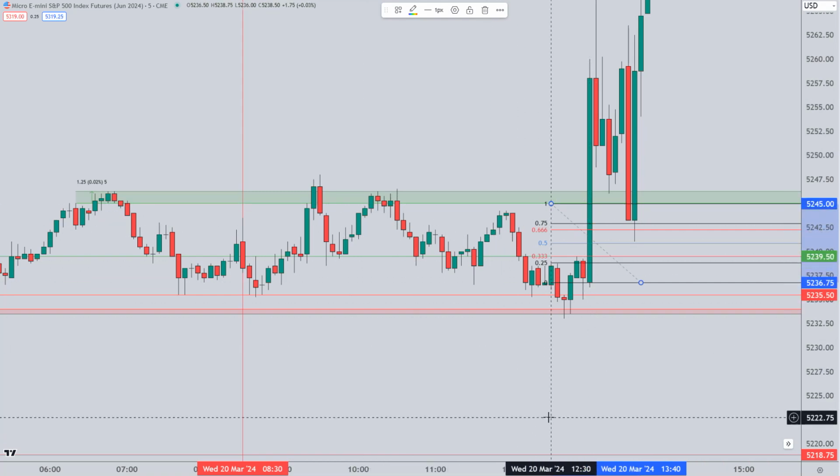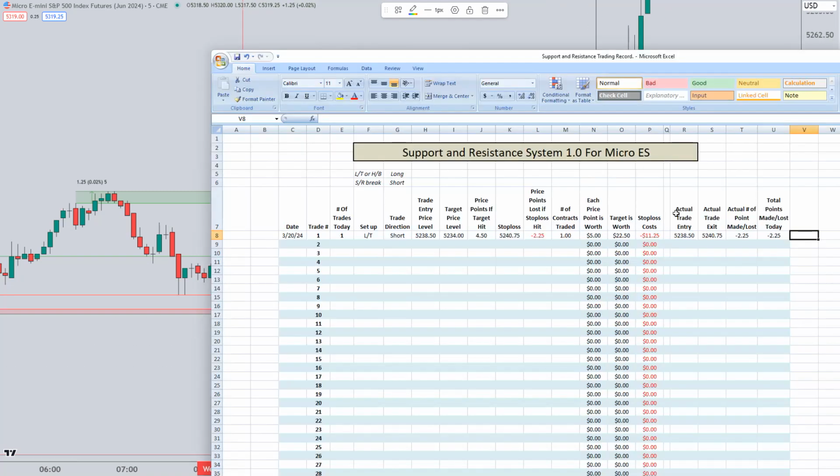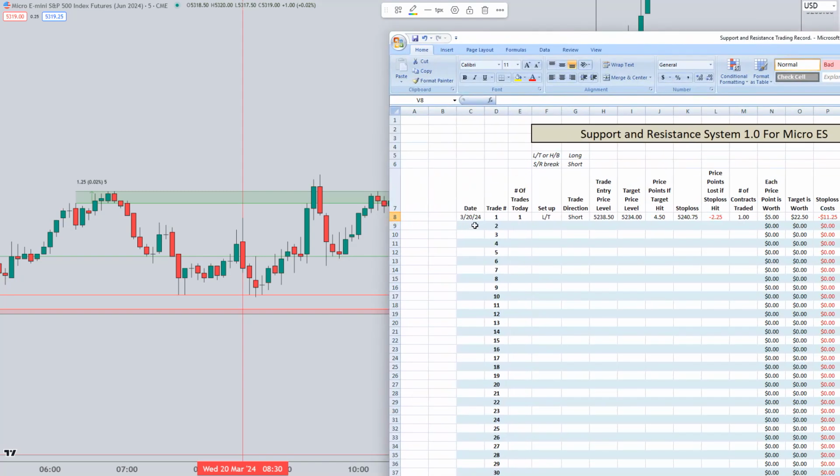Now here's another thing we can look at for a possibility of changing rules somehow, because this hit our target very quickly and then went way past our target a lot further. We would have made a lot more money on this trade had we stayed in for longer. So that's something to consider. But as of right now, we're just going to enter this in here. And this was March 20th, 24, second trade overall, second trade for the day.